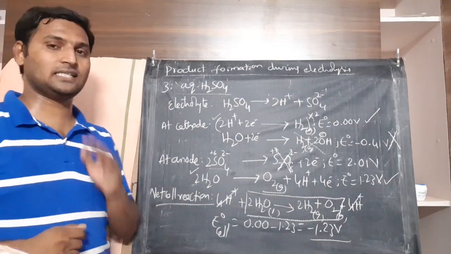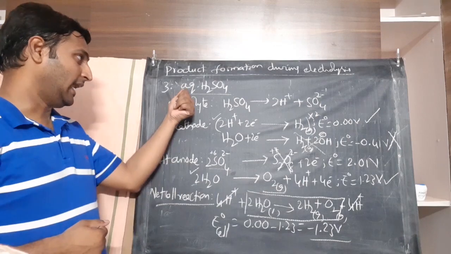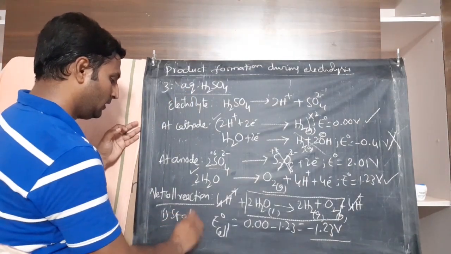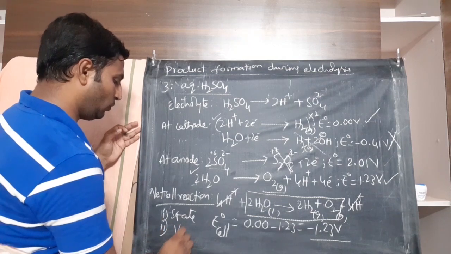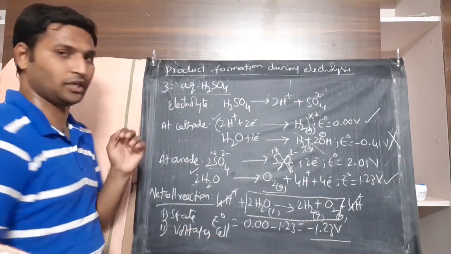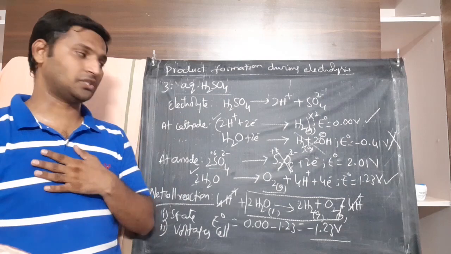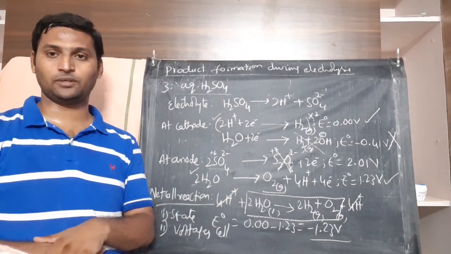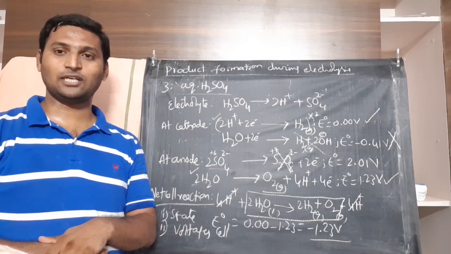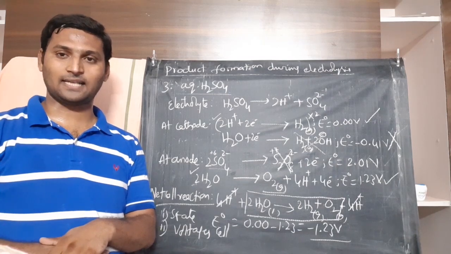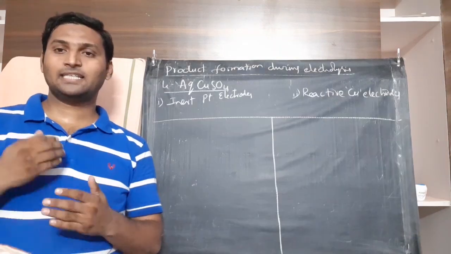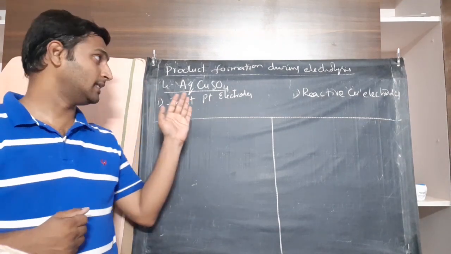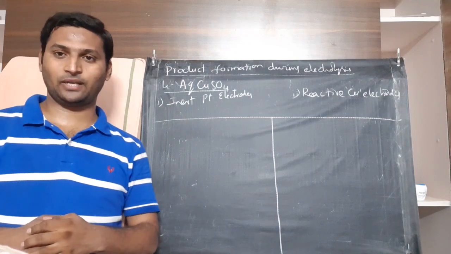Now, what factors decide the electrolysis here? It is the state of the electrolyte, number 1. Number 2, it is the voltages. That is, it is the electrode potential values, preferential discharge theory, that has decided electrode reactions in both cathode and anode. That is electrolysis of aqueous sulfuric acid. Okay. Let us move on to the next one under product formation during electrolysis.